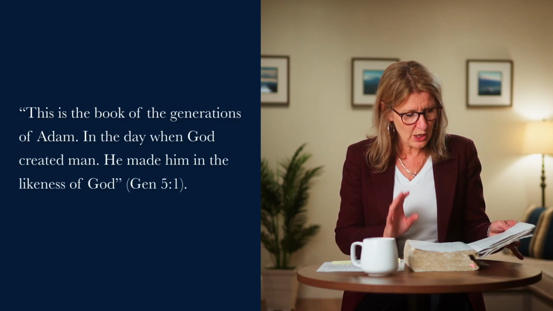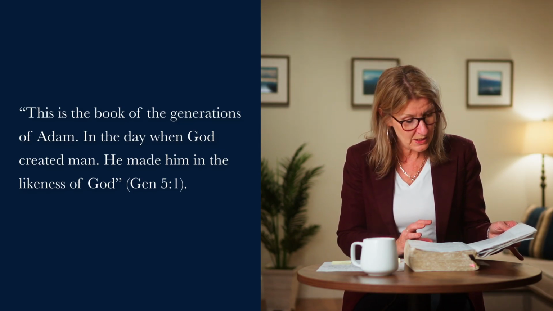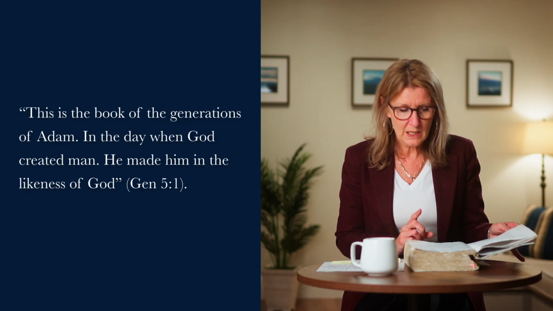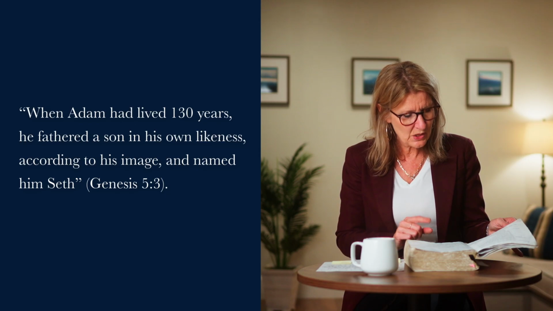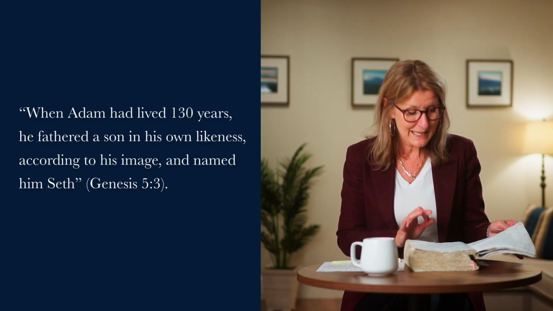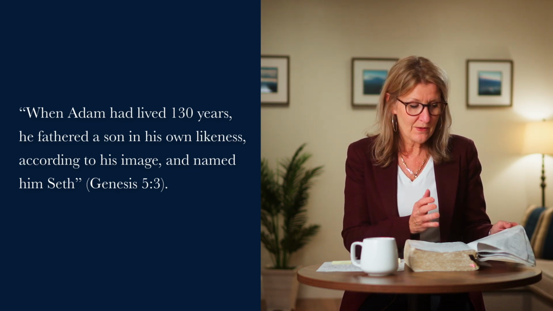First of all, if you have your Bible, I would encourage you to turn to Genesis chapter 5. It begins with the Toledoth structure. This is the book of the generations of Adam. In the day when God created him, he made him in the likeness of God, male and female, he blessed them. And then look in verse 3 in particular. Adam had lived 130 years. He became the father of a son in his likeness, according to his image, and he named him Seth. Now, we already know from the story of Genesis 3 and 4 that Adam and Eve also had Cain and Abel, of course, who gets killed.